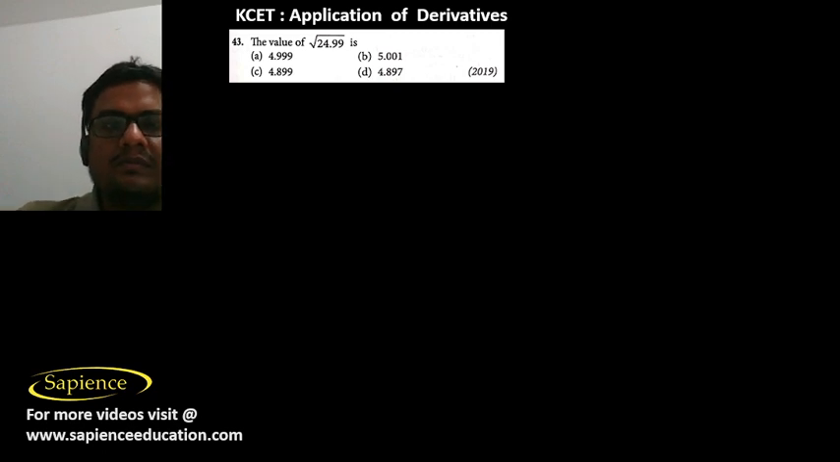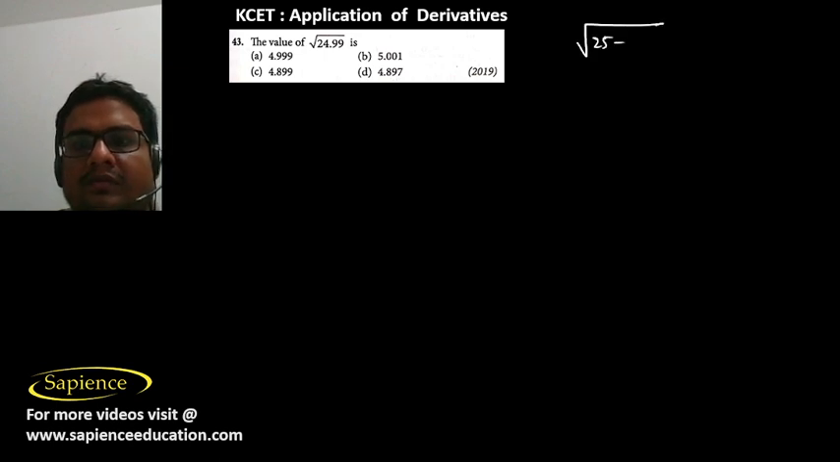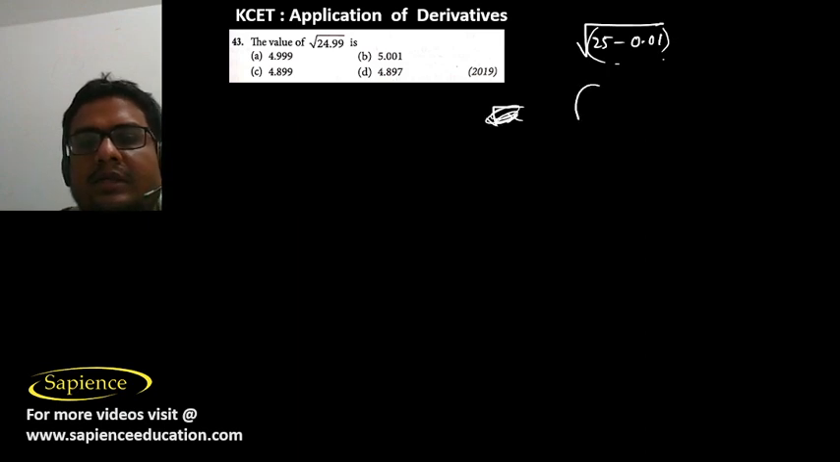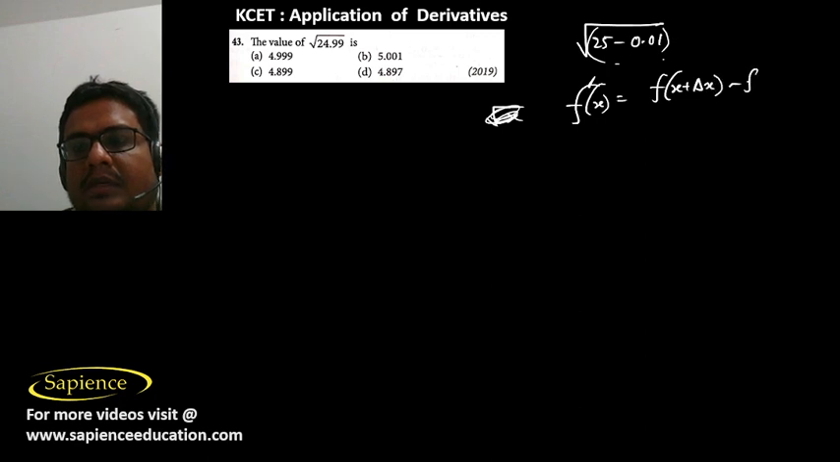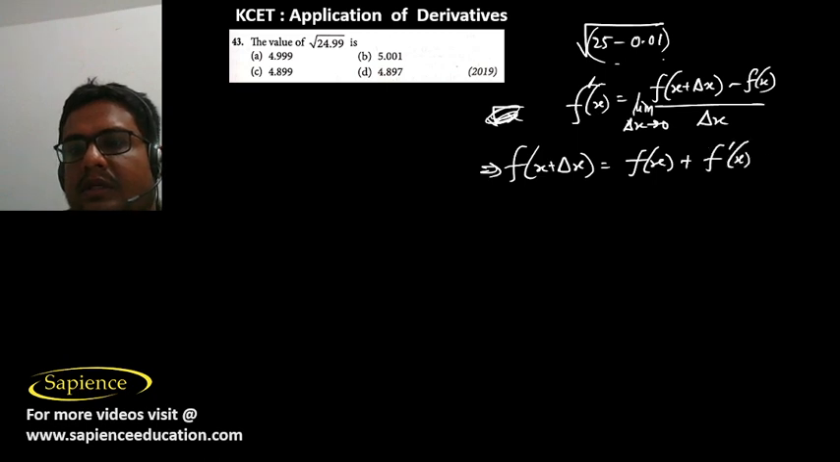And in question number 43, it's told to find the approximate value of root 24.99. 24.99, I can say it is 25 minus 0.01. Now f dash x is equal to f of x plus delta x minus f of x by delta x, when limit delta x tends to 0. So when this change is very small, then we can say that f of x plus delta x will be equal to f of x plus f dash x into delta x.